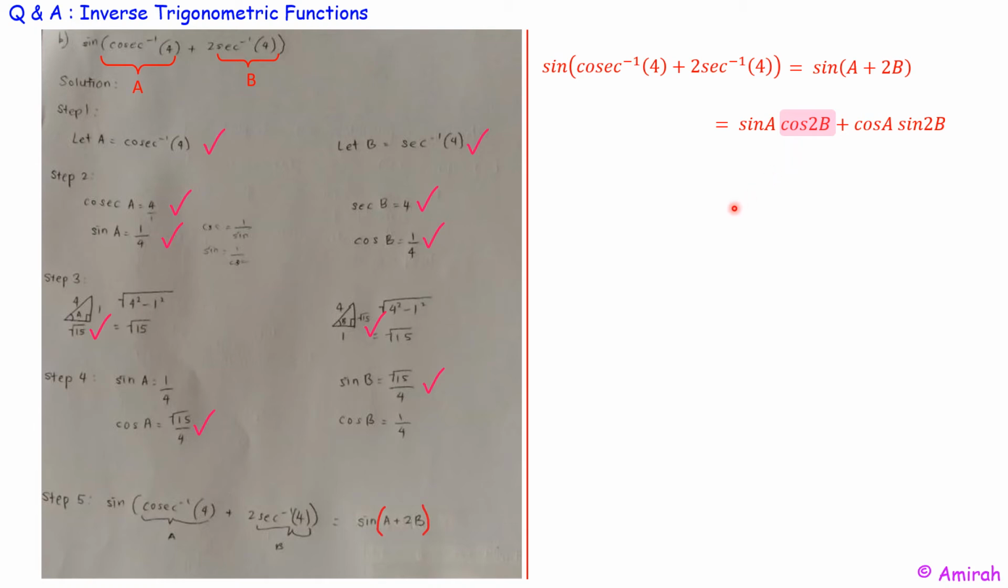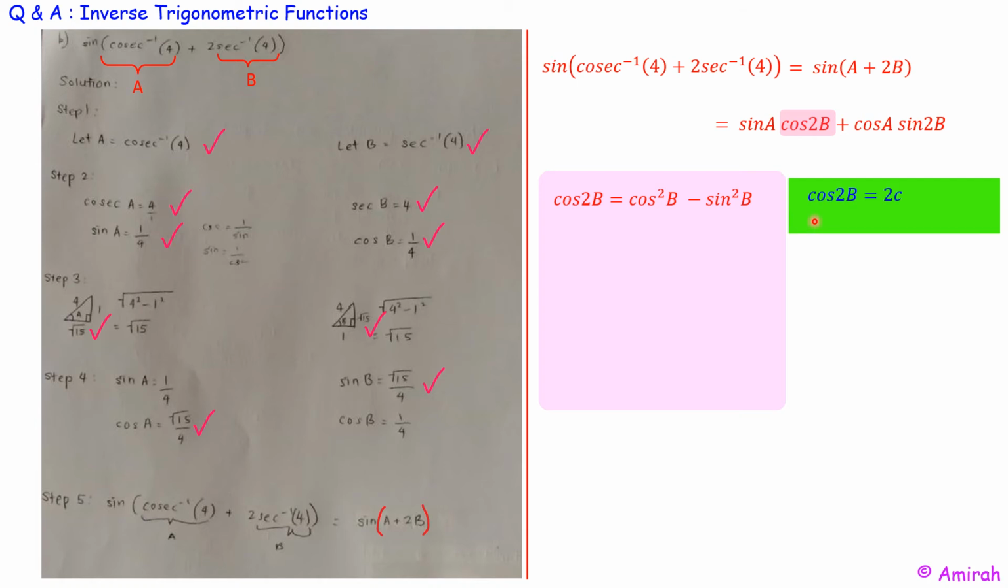Okay, we can use the double angle identity. We have cos 2B equals cos squared B minus sin squared B, or we can use cos 2B equals 2 cos squared B minus 1, or cos 2B equals 1 minus 2 sin squared B. So you can choose either one. Let's say I choose this formula.